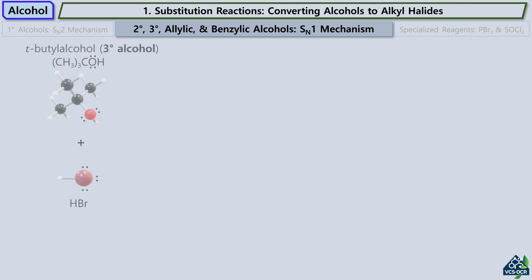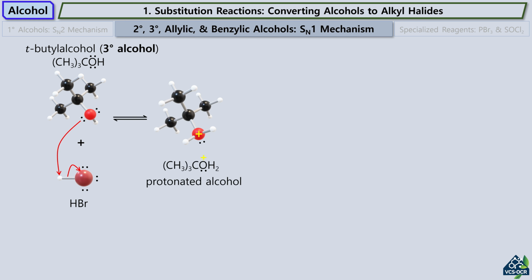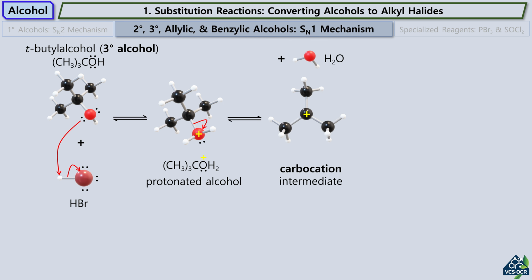For more substituted or resonance-stabilized alcohols, the mechanism shifts to an SN1 pathway. After the initial protonation to form a protonated alcohol intermediate, the reaction proceeds via heterolysis, where the water leaving group departs on its own. This creates a planar carbocation intermediate. Because this bond-breaking step is the most energy-intensive, it serves as the rate-determining step.